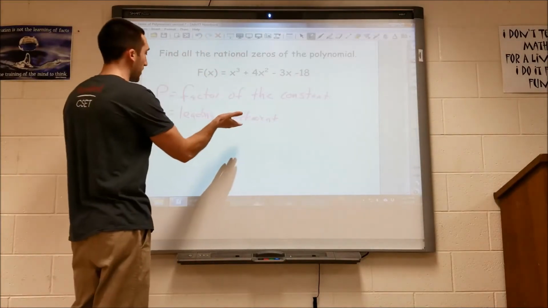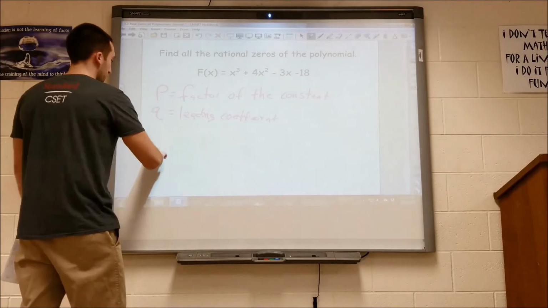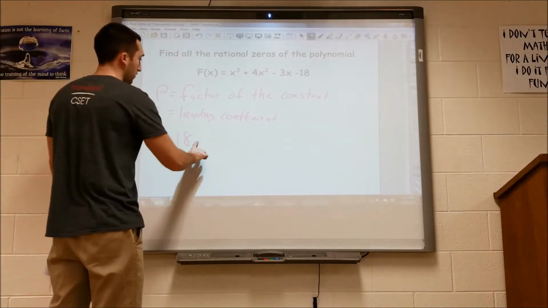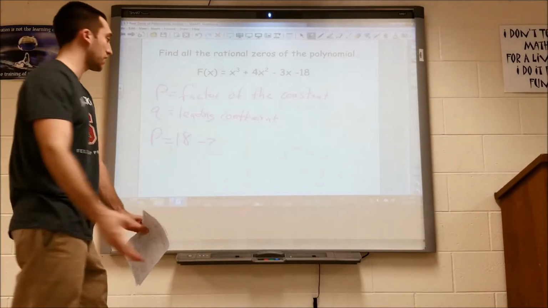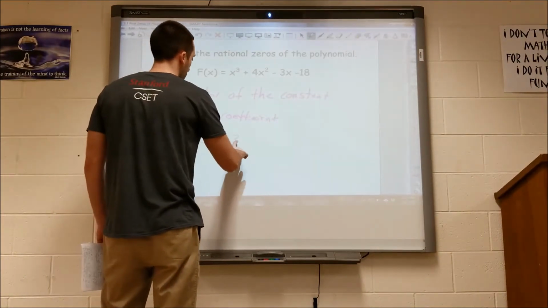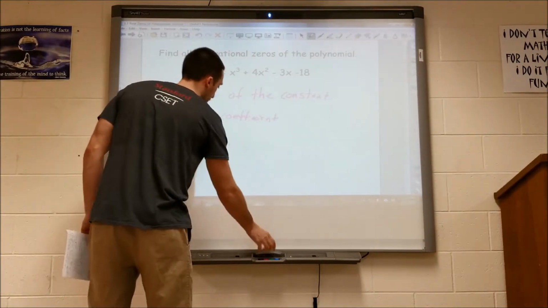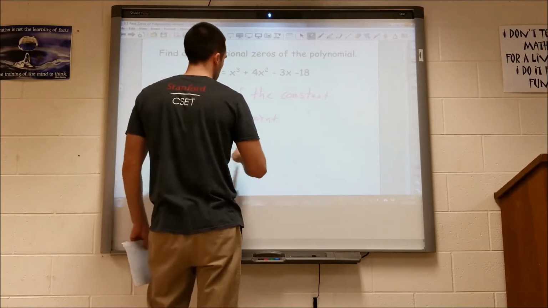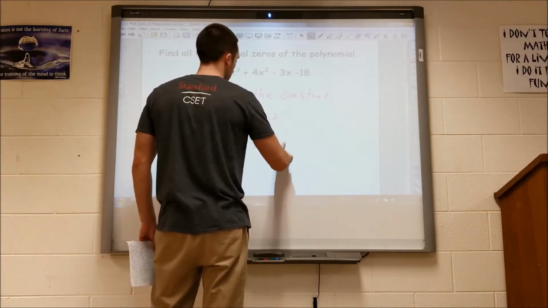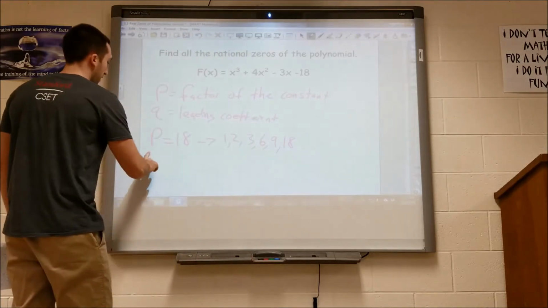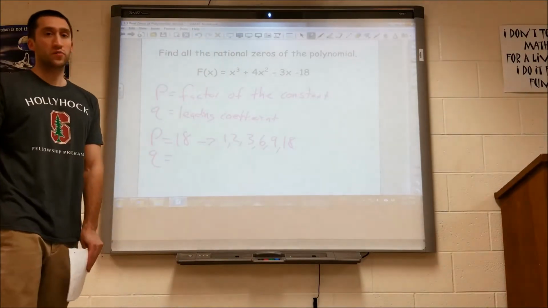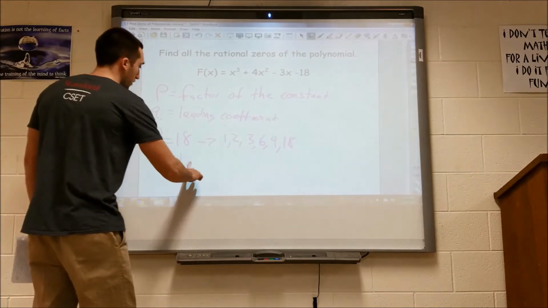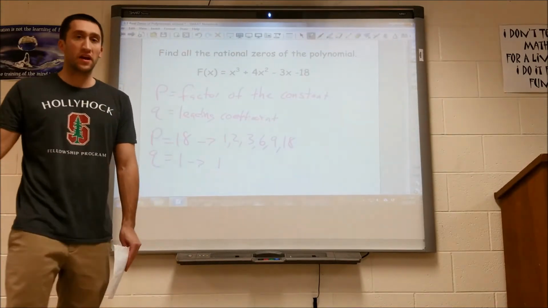Okay, so then if we think about it, I have my p is 18, right? And the factors of 18 are 1, let's not skip over 2, 1, 2, 3, 6, 9, and 18. And in this case, my q is pretty easy because it's just 1, so my factors is just 1 in itself.